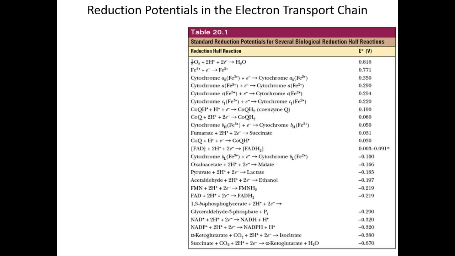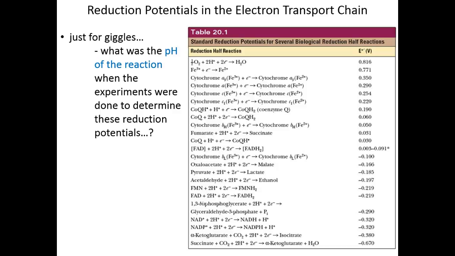Here is a table of reduction potentials from your textbook. This is table 20.1 from the textbook. And you can see right here, it's reduction potentials. And we see listed on the left lots and lots of different electron carriers, some of which are familiar to us, like FAD being reduced to FADH2, NAD being reduced to NADH. Here's our new friend, CoQ, being reduced to CoQH2, and even oxygen is up here being reduced to water. So these are just things that can carry electrons.